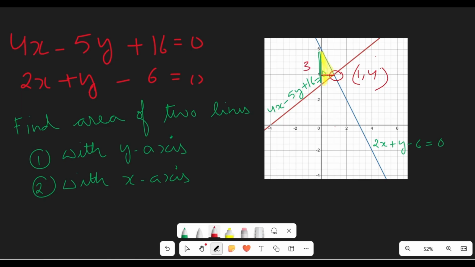And altitude will be this point. So I have dropped a perpendicular from the point of intersection to the base, which is 1. Here altitude is 1. So area of triangle is half into 3 into 1.